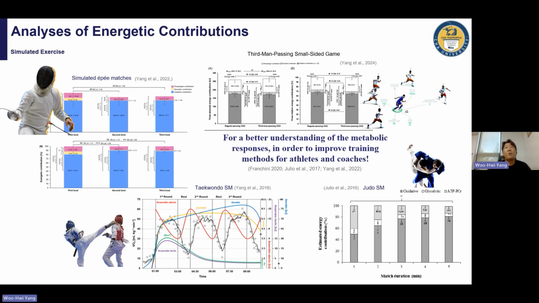In light of this, we used the PCr-La-O2 method, which is a well-established methodology involving all three energy contributions during different exercises when calculating exercise-induced energy turnover. This method can easily be incorporated into the PvLa.max formula as the time span of relative oxidative contribution. Knowledge of energetic contributions in different sports is very important for a better understanding of metabolic responses in order to optimize training methods for athletes and coaches.